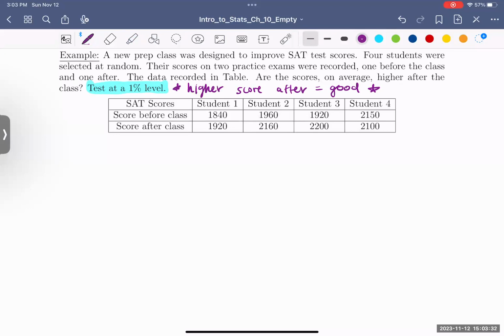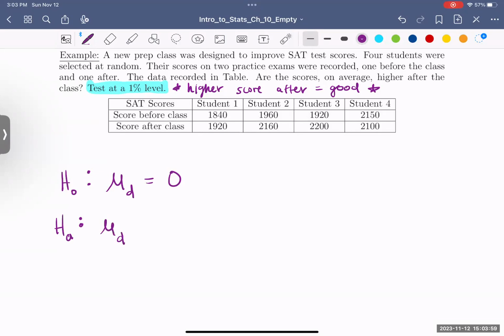Hey, why did I add this extra little note? I added this note because we are going to have to create our null and alternative hypothesis. It's very unlikely that it would be thought ahead of time that this would make these scores worse in some way. So we're just going to say that the null is that it's equal to 0. There is no difference. The average difference isn't anything. All right, that's our null.